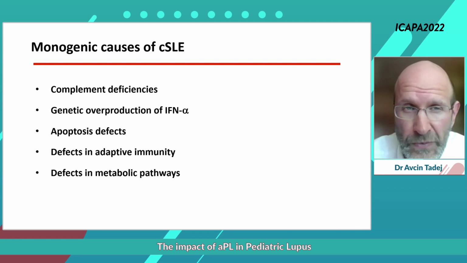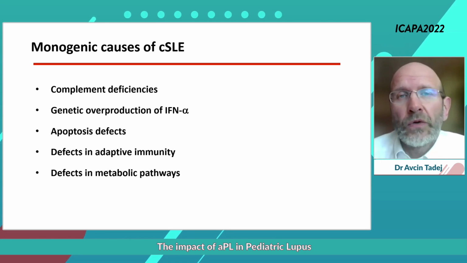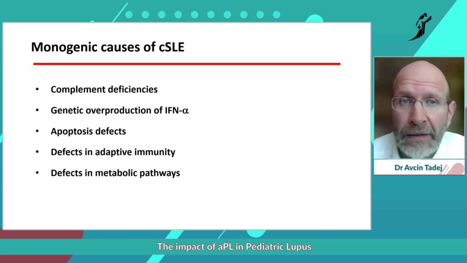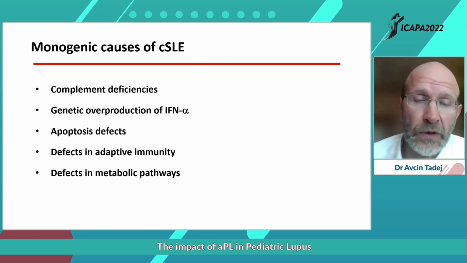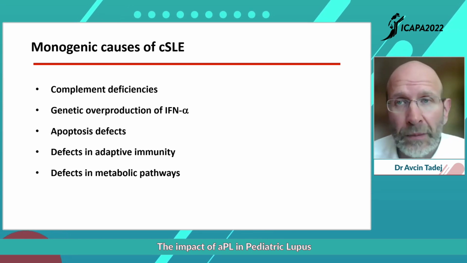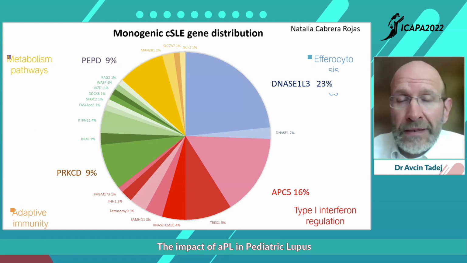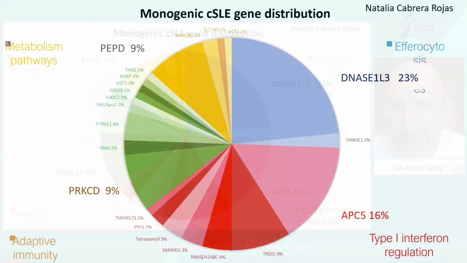The most common groups that cause SLE in children, let's say the monogenic causes of SLE in children, are complement deficiencies, genetic overproduction of interferon alpha, apoptosis defects, or defects in adaptive immunity or metabolic pathways. On this slide, you can see a nice review of published cases on monogenic lupus in children. You can see that the most common are apoptosis defects.